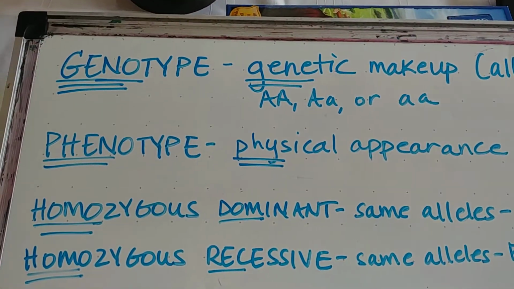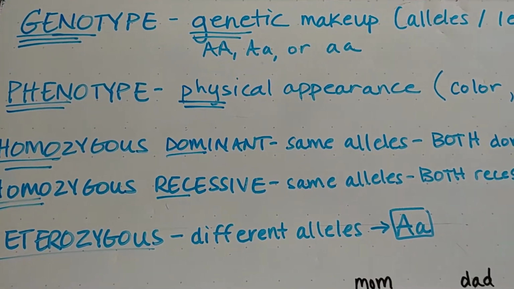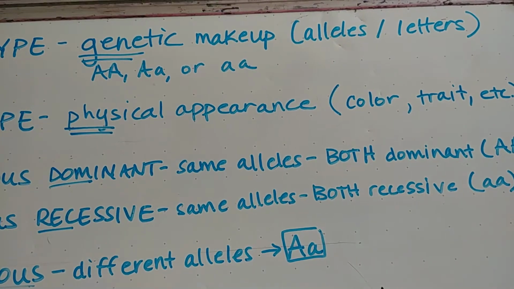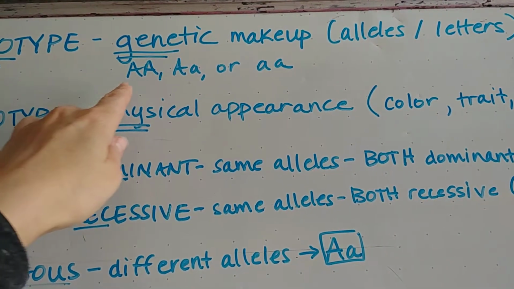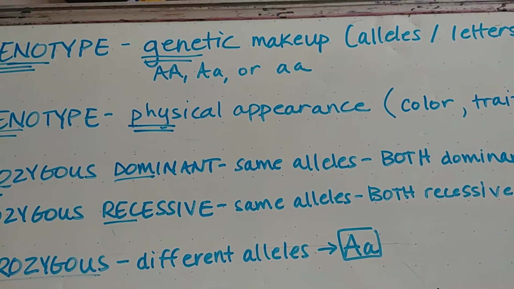Think about how the words start. So geno means genetic makeup. So if I ask you what an organism's genotype is, I'm asking you what alleles or letters do they have. So these are all examples of genotypes, the letter or allele combinations that you can get.